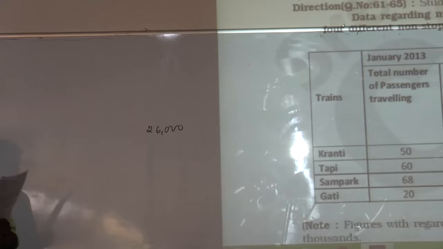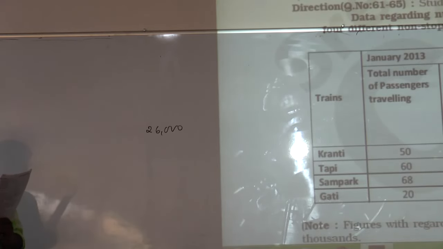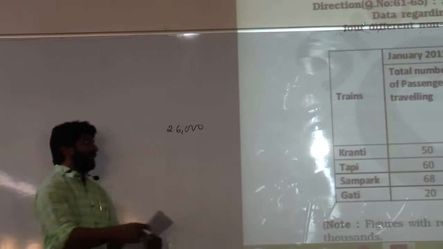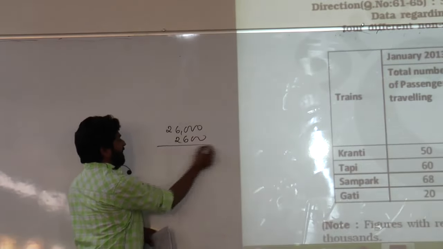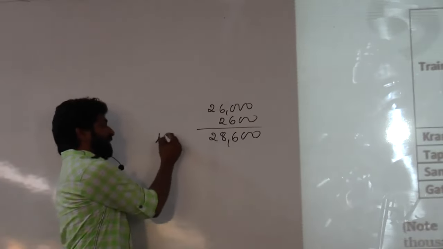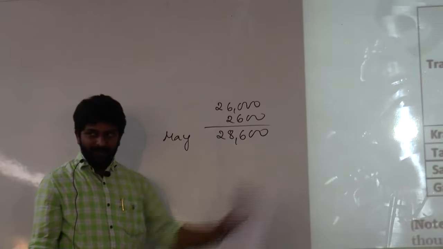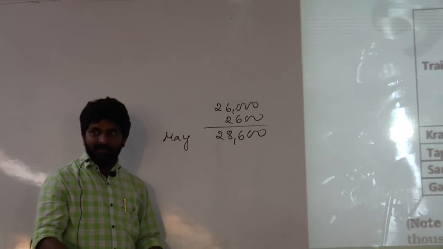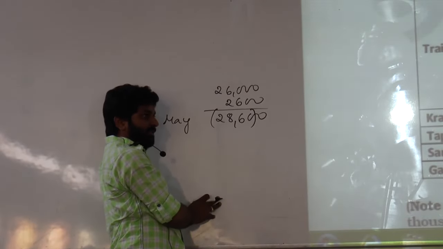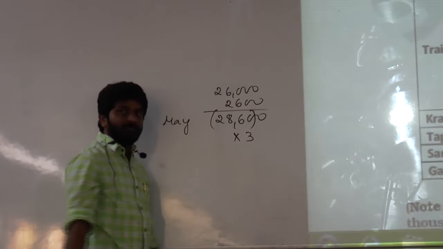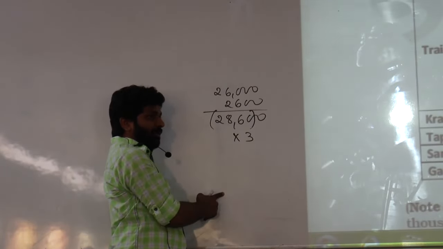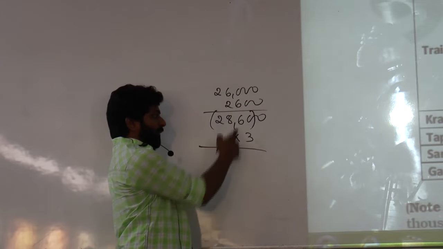Number of passengers traveling by Gati in May 2013 was 10% more than this. What about 10%? 2600. So add 2600, that will be 28,600. These are the total number of passengers in the month of May in that particular train, and children were given as 30%. 10% is this much. Yes, 30% is into 3. 2860 into 3. Your answer should end with 80.